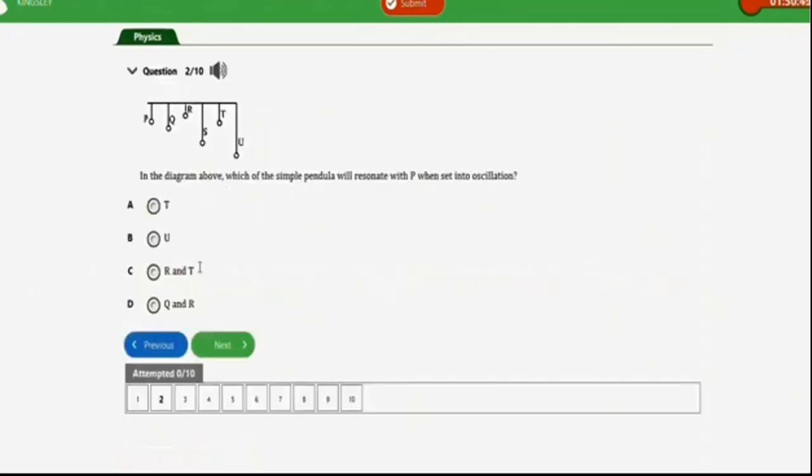So this one says, in the diagram above, which of the simple pendula will resonate with P when set into oscillation? Also take note of this particular question. This diagram, I have often seen it as well repeated.